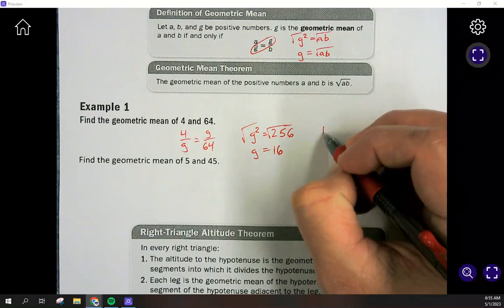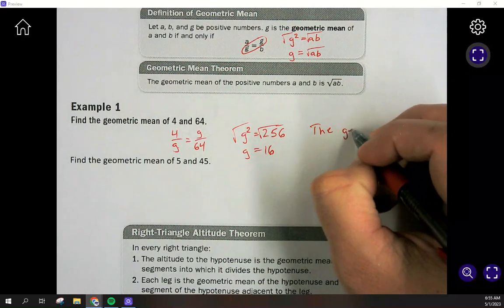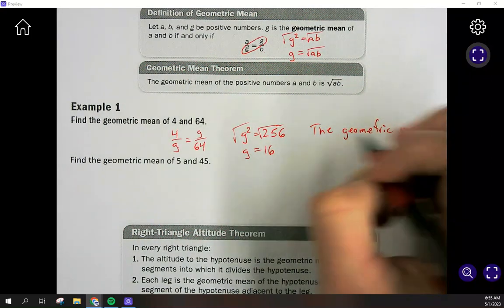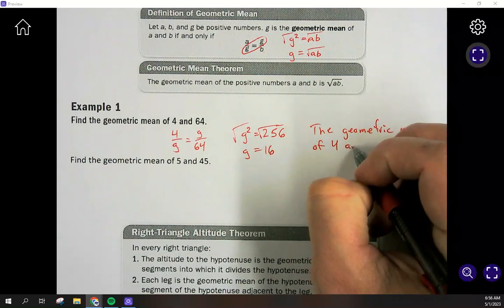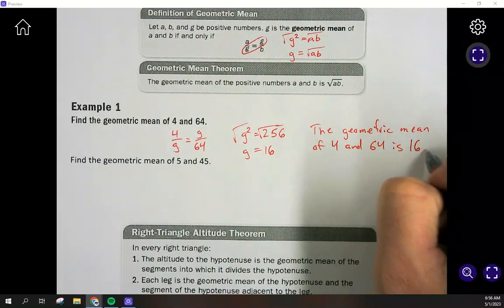Okay, so let's write this out so we know what we're solving for here. The geometric mean of 4 and 64 is 16.